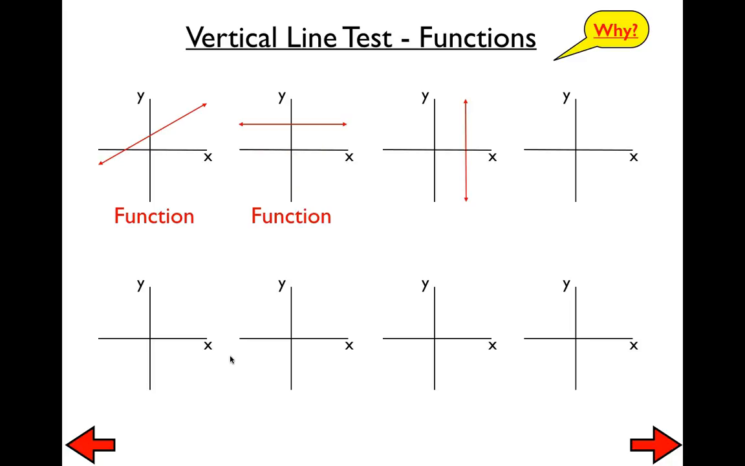What about this one? Here, if I scan over a vertical line, notice right there, it's touching more than once. In fact, it's touching infinitely many times. So it's touching here, here, here, here, so many different places. So this is not a function. It fails the vertical line test. Okay? Quick example of an equation might be y equals 5.